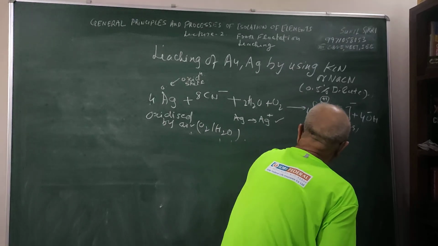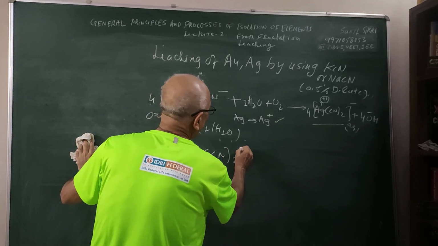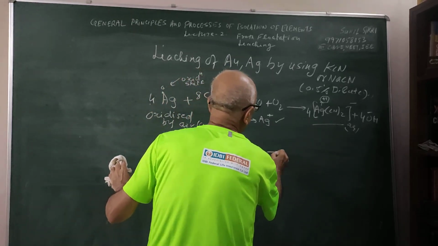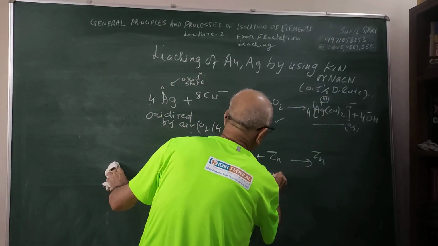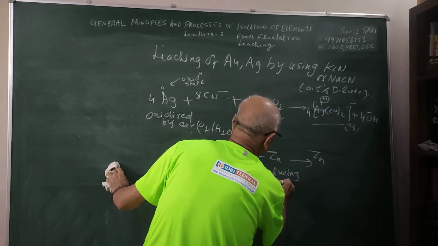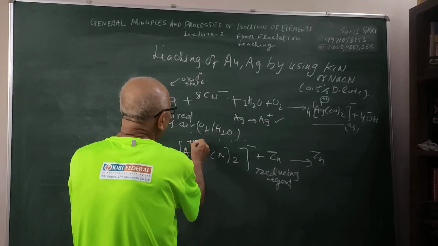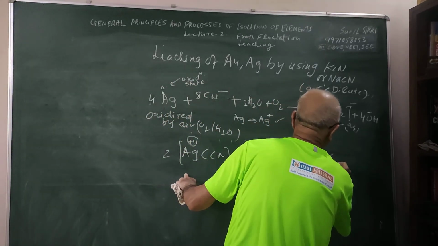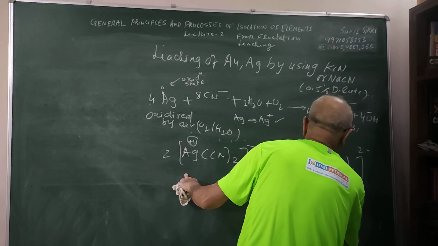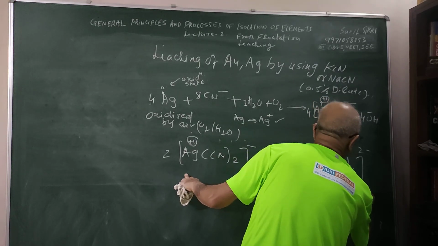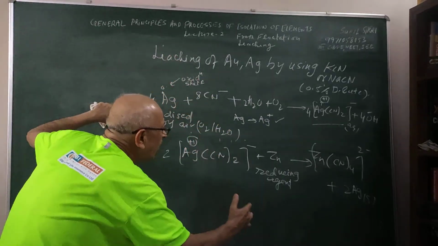What will we do? React [Ag(CN)2]- with zinc, and what will be the result of this? Zinc acts as a reducing agent. It is more powerful than silver. It will reduce the silver. Silver is in +1 oxidation state. So what it will do? It will form a complex with cyanide, which is [Zn(CN)4] 2-, and the result is you will get silver. So in this reaction, we have been able to do the leaching of the silver.